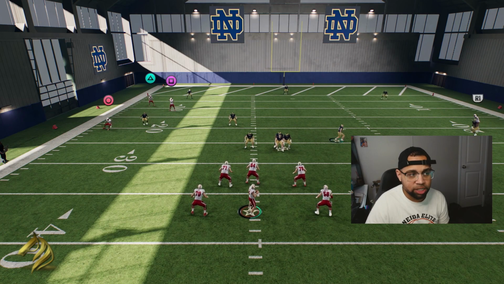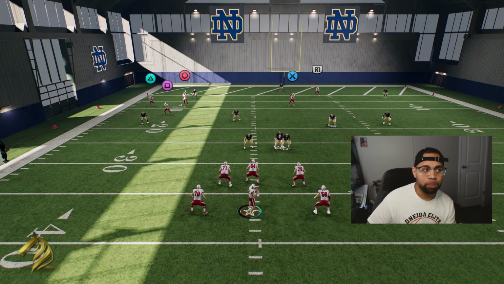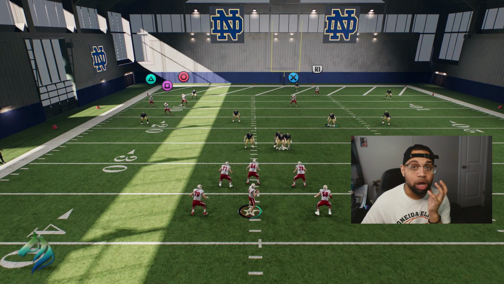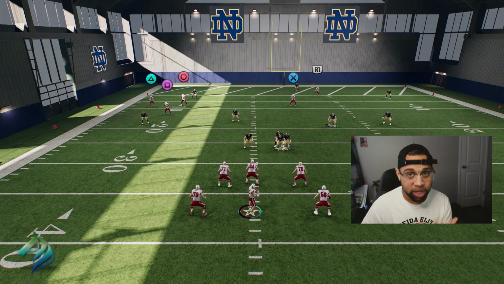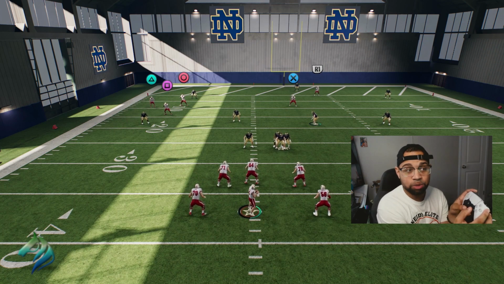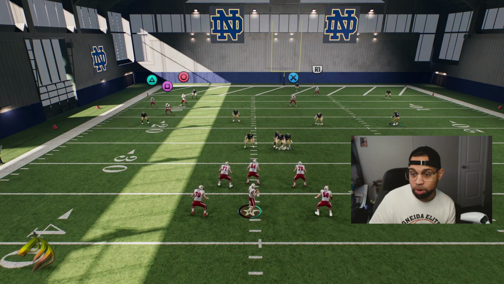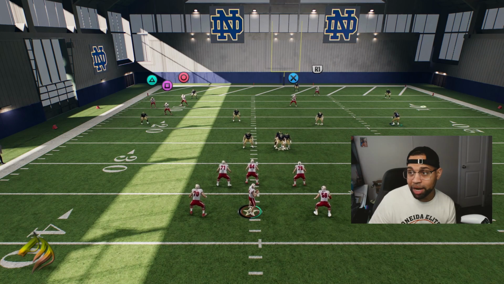So you see my user, he's right in the middle of the field here. If I see a route that's breaking open, if I see a route combination that looks a little too familiar and the opponent keeps on running it, I'm going to move the right stick in that direction to click on one of the players. As you can see right now, currently, I am on this guy right here.